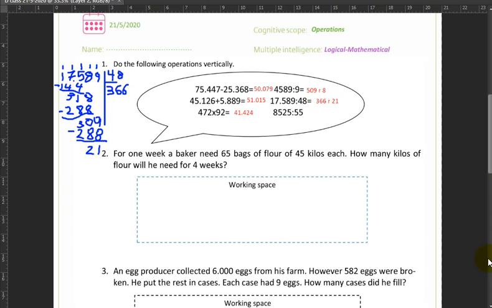All right. Next up, we have 8,525 divided by 55. 55 goes into 85 once. 1 times 55. I wrote this too far to the right. One moment.